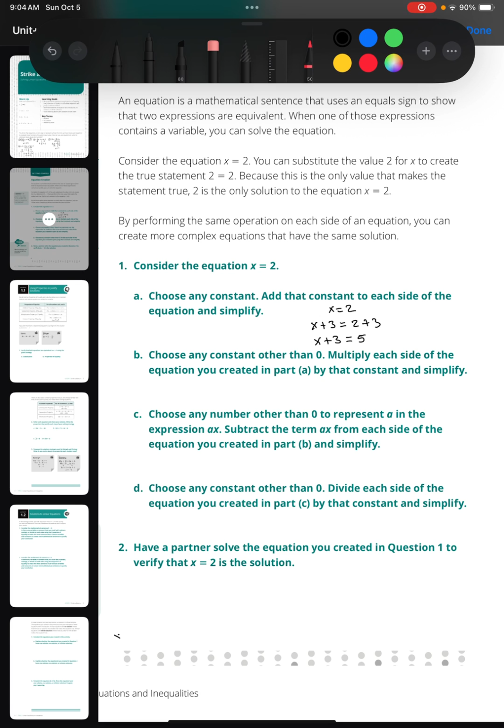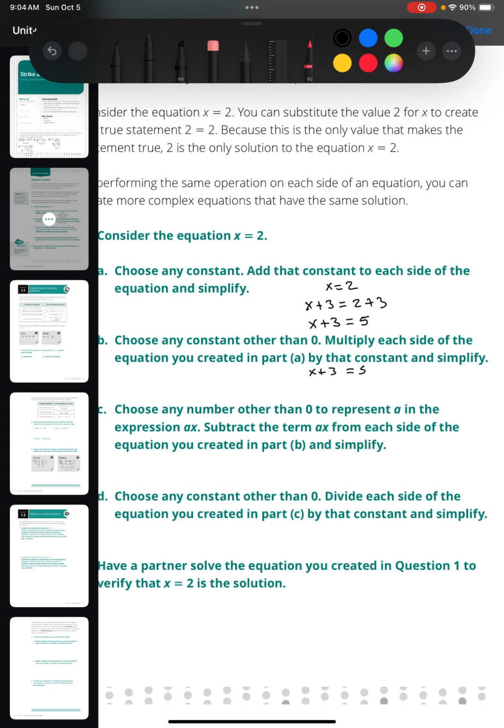Okay, for b, now we're going to choose any constant other than 0, and we're going to multiply each side by that constant. So I'm going to take that equation we just made, x plus 3 equals 5, and I'm going to multiply it by 4 on both sides. So now we have 4x plus 12, 3 times 4 gives you 12, equals 5 times 4, which gives us 20. So 4x plus 12 equals 20 would be still an equivalent equation.